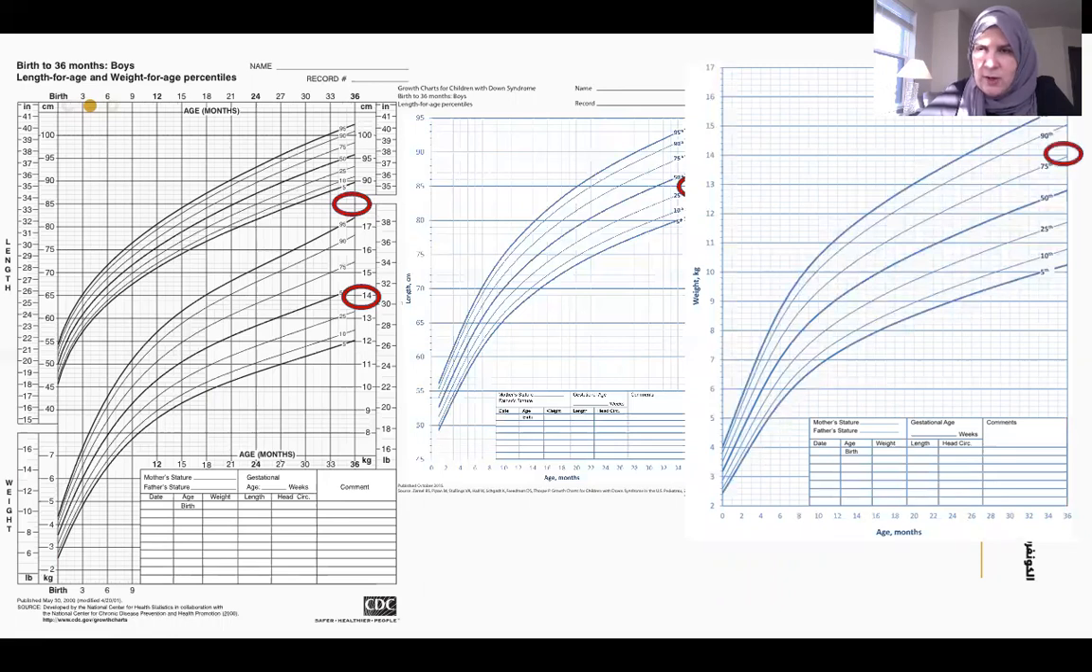Okay, let's see the weight. Weight now is 14 kilograms and it's above the 75th centile, so not as normal as it looked here. Now I start to get worried.